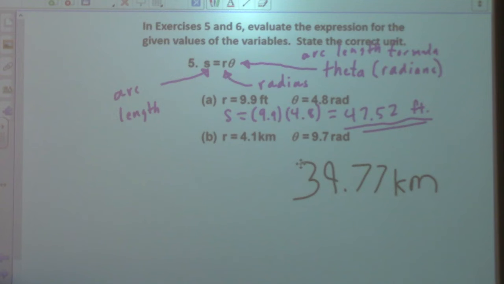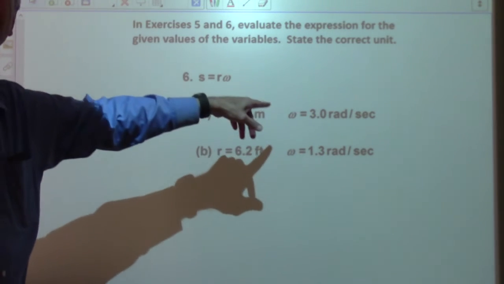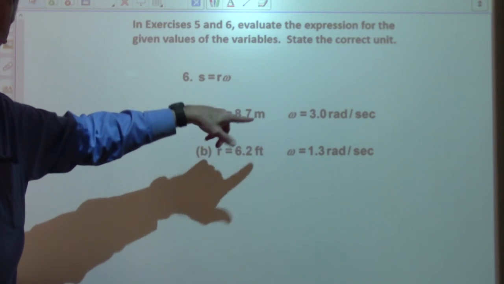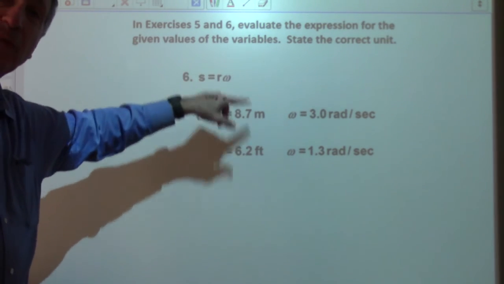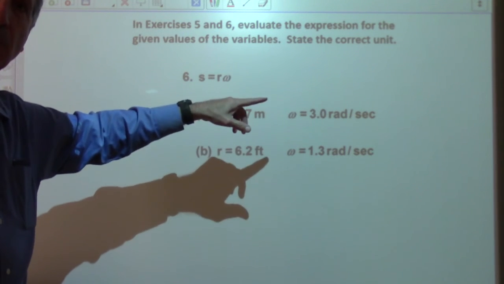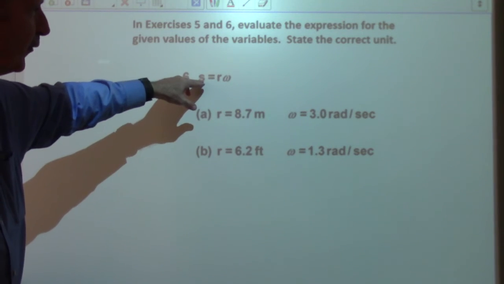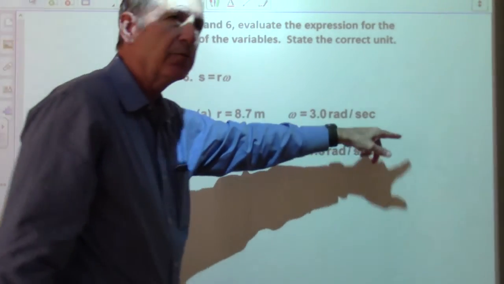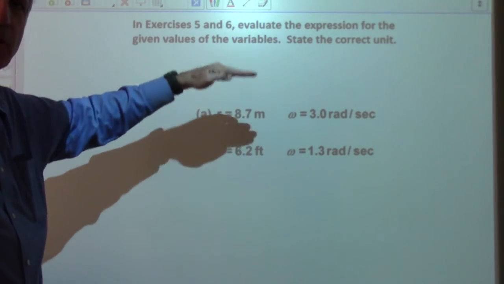All right. Number 6 is very similar, except we're using a different Greek letter here. This little W-looking thing is a subscript omega, is what they call it. And this represents rotational velocity. So it's the same thing, but you're going to have your answer in meters per second as your units. Okay? Does that make sense?